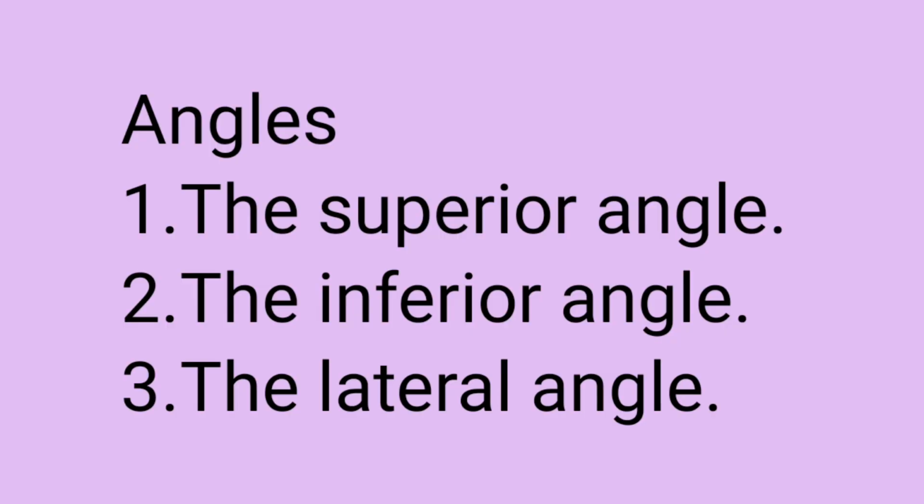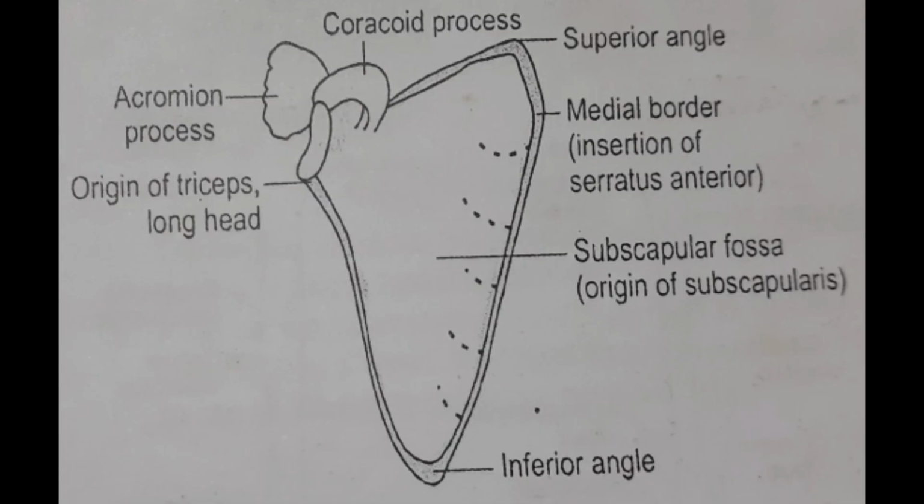Angles are the superior angle, the inferior angle, and the lateral angle. The superior angle is covered by trapezius muscle, the inferior angle is covered by latissimus dorsi, and the lateral angle is broad and bears the glenoid cavity.